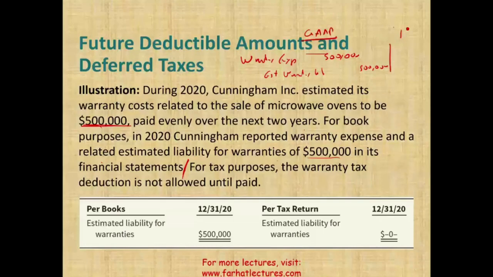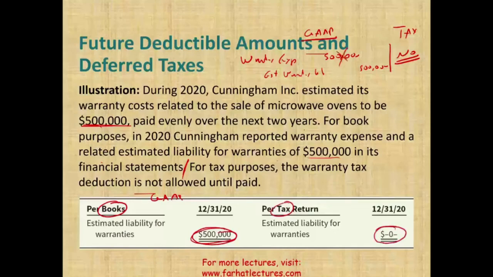Now, for tax purposes, what do you have to do? Nada. Nothing. You don't have to do anything for tax purposes. For tax purposes, you cannot estimate your warranty liabilities. You have a liability when you actually pay for it. What does that mean? It means for book purposes, for GAAP purposes, you have a liability of $500,000, okay? And for the tax return, you did not report any expense.